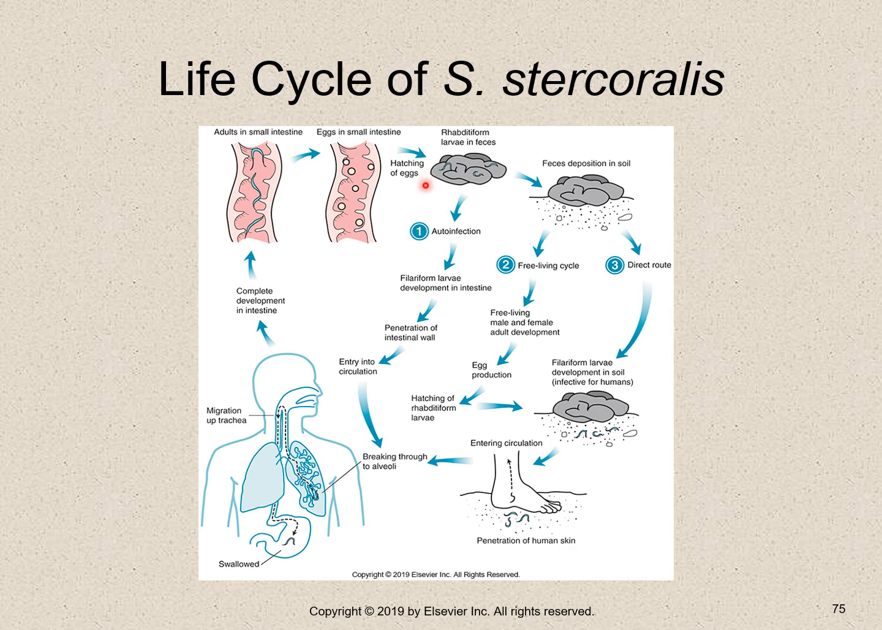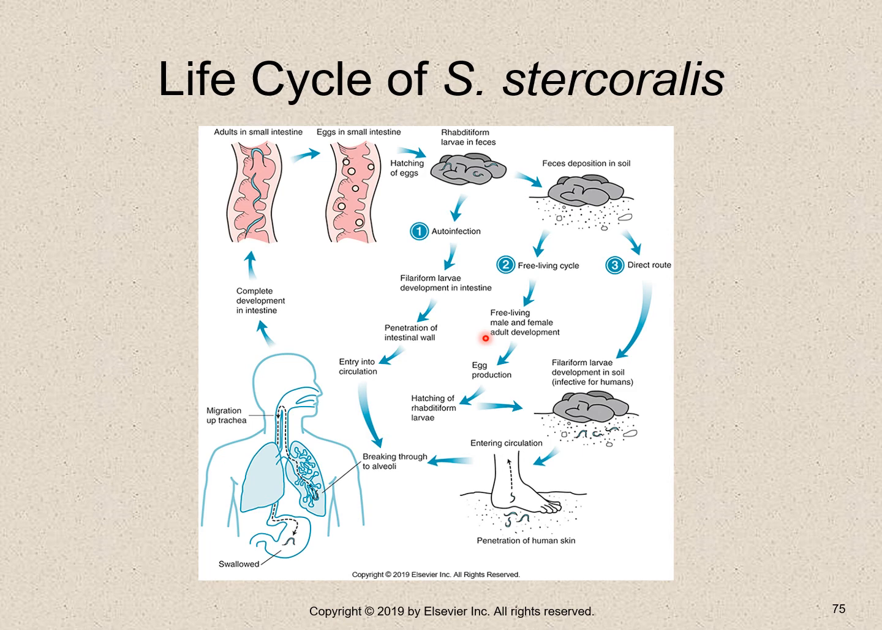In the soil, the rubidiform larva develops into a filariform larva, which is infective for humans by direct penetration. Once the larva has penetrated the skin, it enters the blood circulation, breaks out from the capillaries into the lung, and migrates up the bronchial tree over the epiglottis and enters the digestive tract, where it matures into an adult worm. In the indirect life cycle, the rubidiform larvae in the soil develop into free-living males and females that produce eggs. At any point, the free-living cycle may revert and result in production of infective filariform larvae.